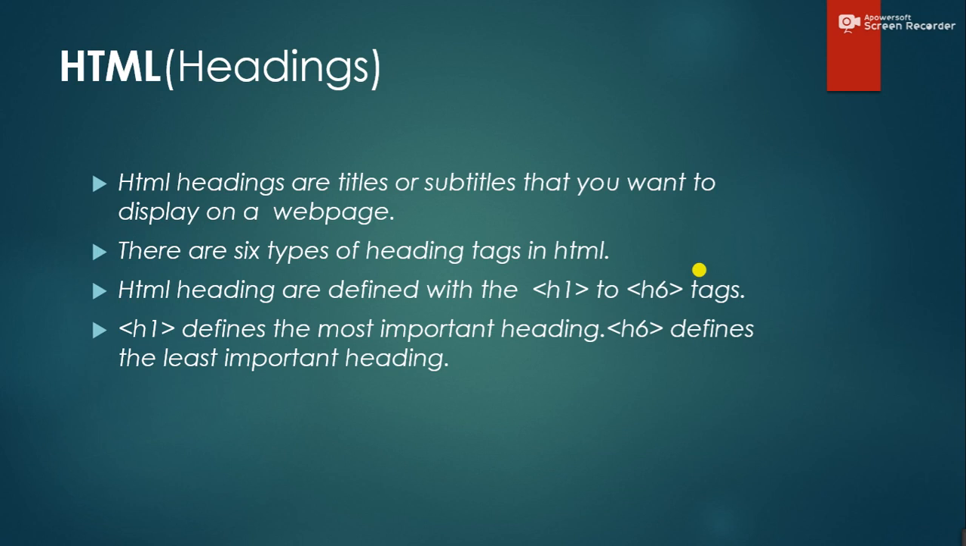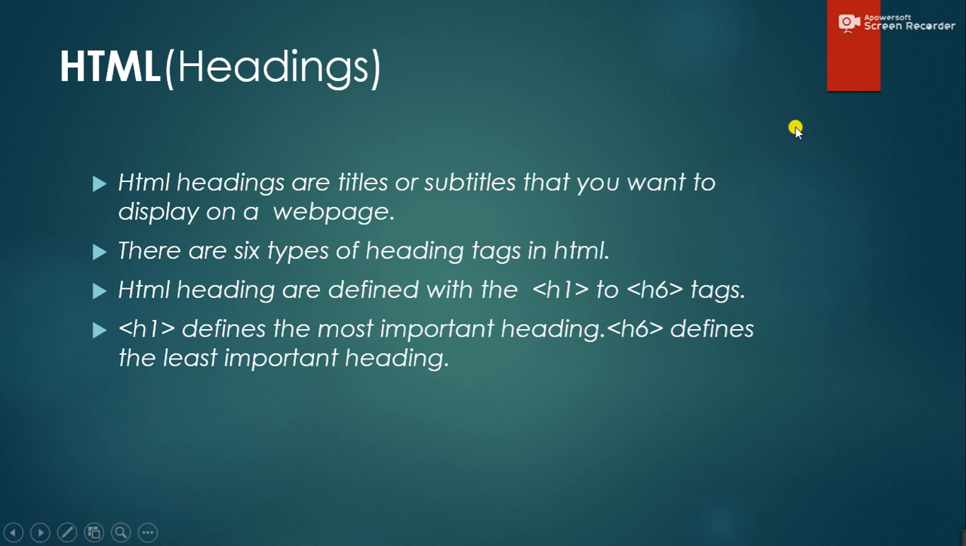Today our topic is HTML headings. What are HTML headings? HTML headings are titles or subtitles that you want to display on a web page. There are 6 types of heading tags in HTML. HTML headings are defined with the H1 to H6 tags. H1 defines the most important heading and H6 defines the least important heading.